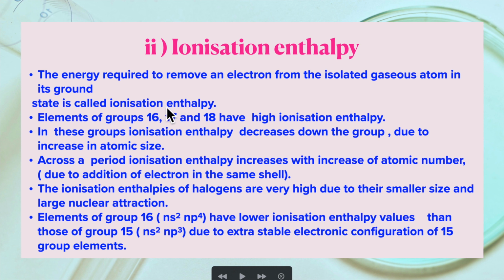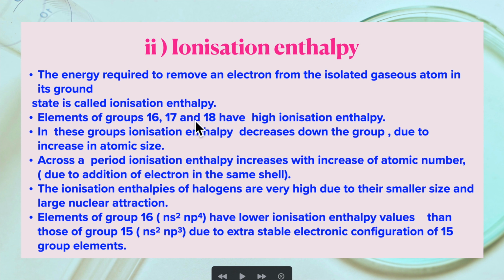And so remember that ionization enthalpy depends upon the size of the atom, it depends upon nuclear charge, it depends upon shielding effect or screening effect. We have studied this in detail in the 11th standard. Now what happens in these groups? Elements of group 16, 17 and 18 have high ionization enthalpy. Why is the ionization enthalpy high?